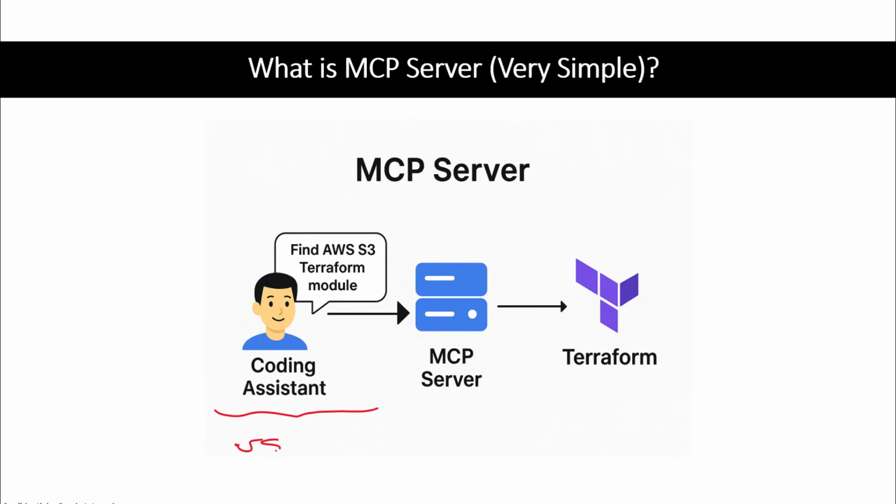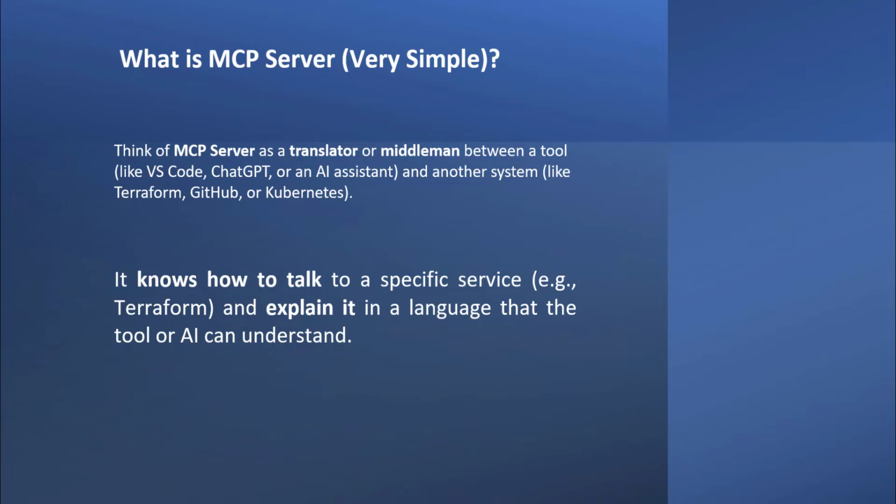Here is your VSCode that has an AI assistant, and in the middle, as I told you, we have a translator or a middleman called MCP Server, and finally this MCP Server talks to a target. This MCP Server knows how to talk to a specific service like Terraform and explain it in a language that the tool or AI can understand.